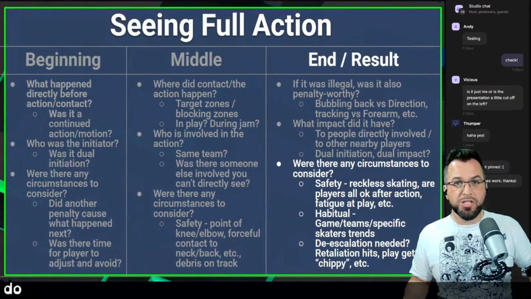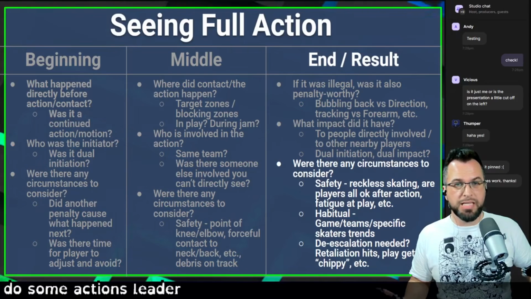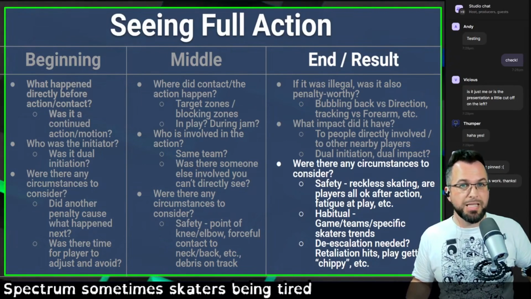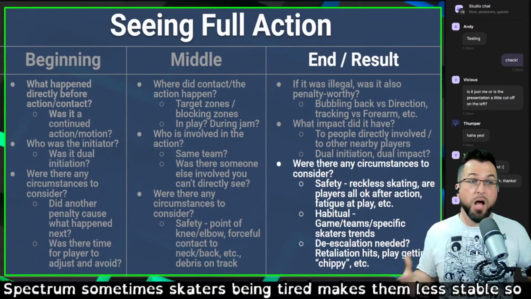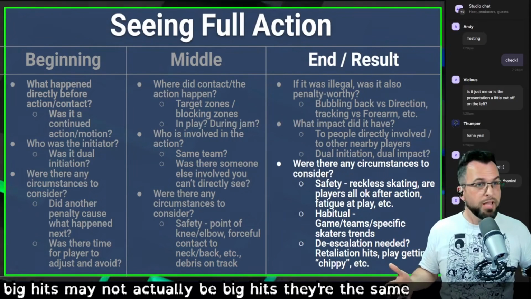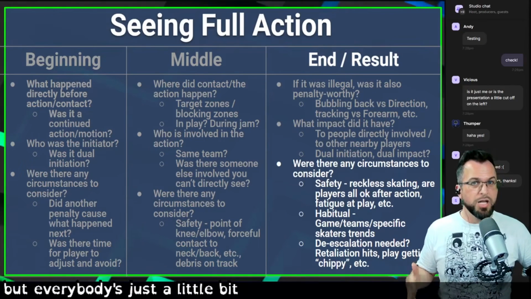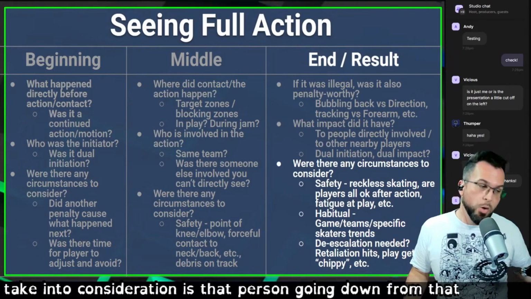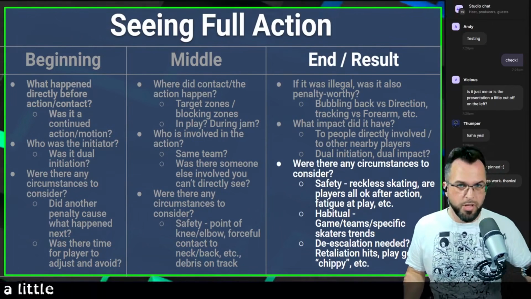Do some actions later in the game have the same impact spectrum? Sometimes skaters being tired makes them less stable, so big hits may not actually be big hits. They're the same power of hit, but everybody's just a little bit more tired. So you kind of got to take into consideration, is that person going down from that hit, or are they going down because they're tired? A little bit different than the start of a game.